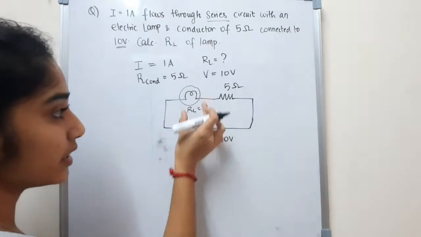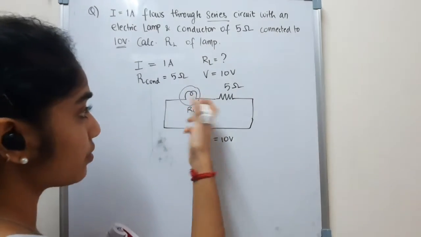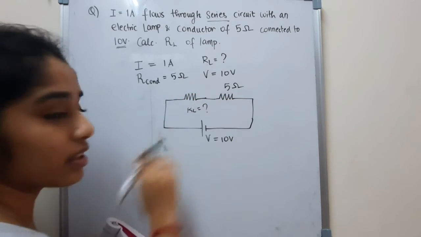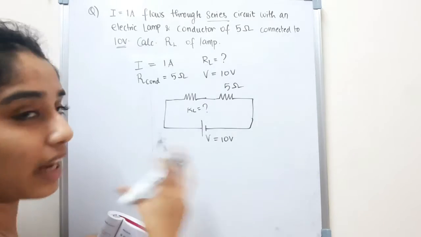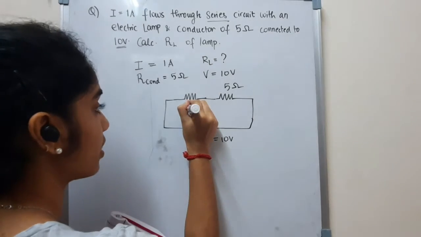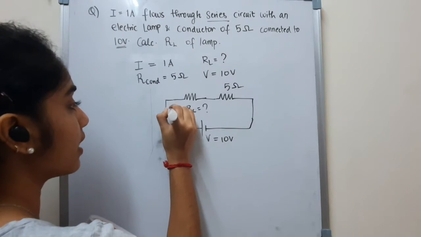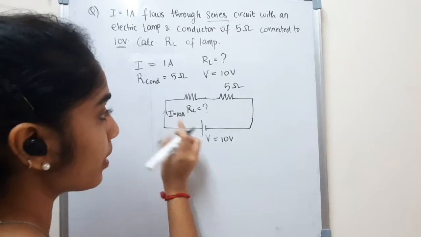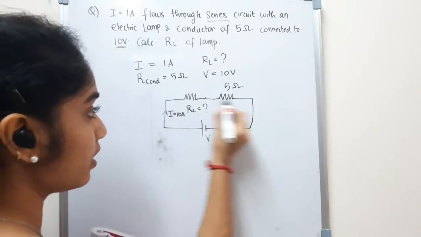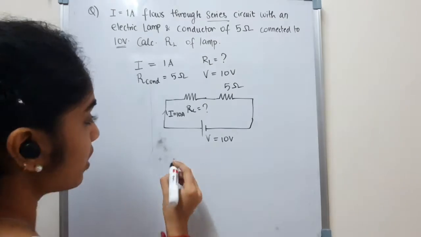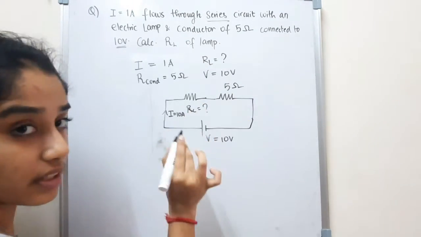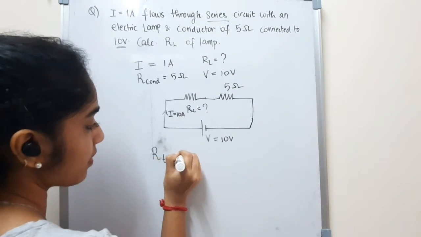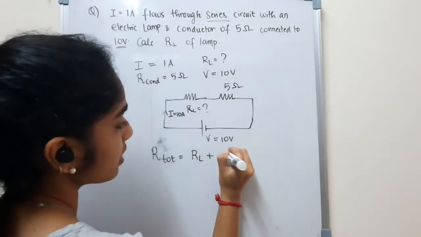Since we're just considering the resistance of the lamp, you can redraw this lamp as a normal resistor of unknown value. We're not worried about the power of the lamp, right? So you can just draw it like this if you want. And I is 1 ampere. We know for a single loop, the current is the same, right? One wire, one path for the electrons to flow. So these two resistors are in series, the lamp and the conductor, right? So the total resistance is given by RL plus 5, right?